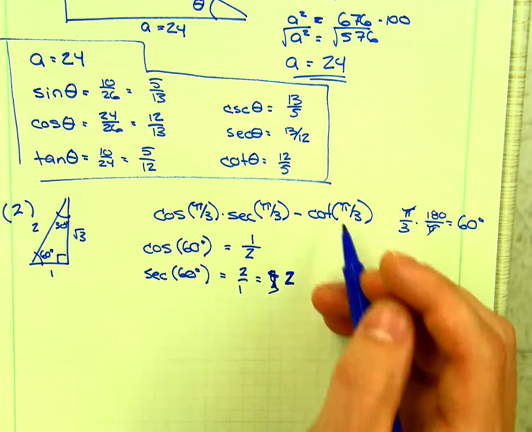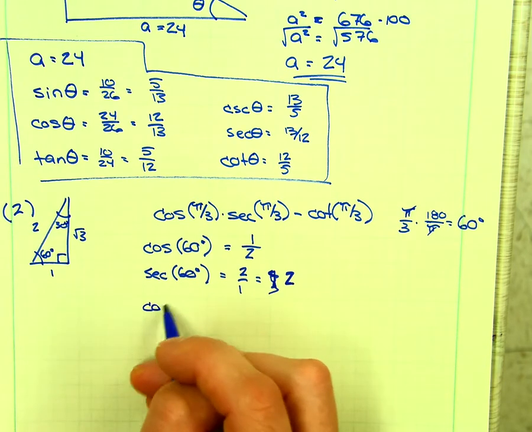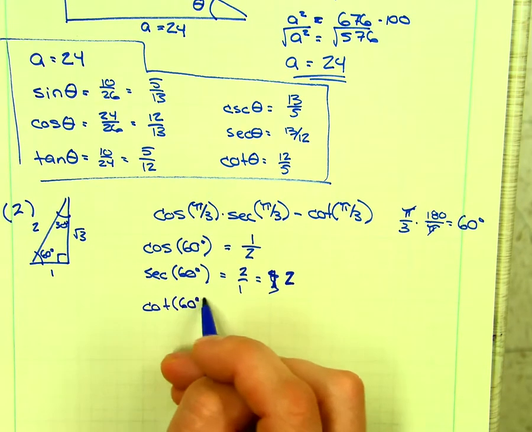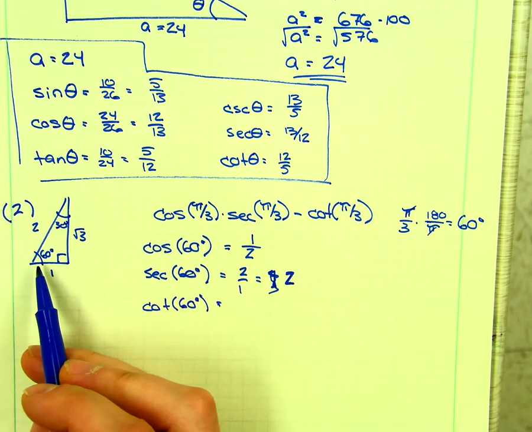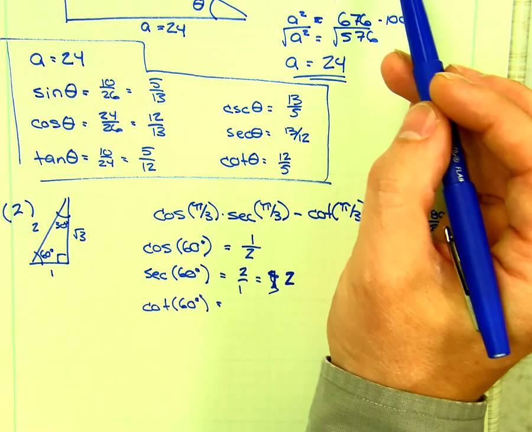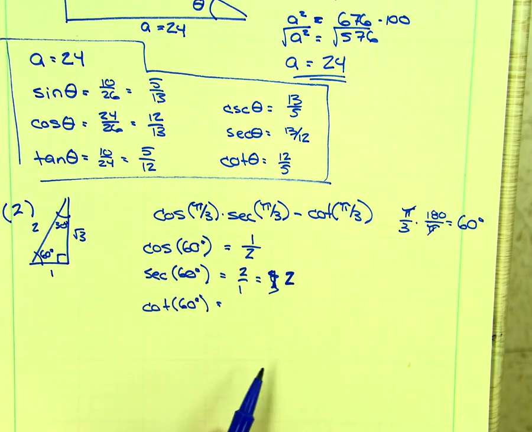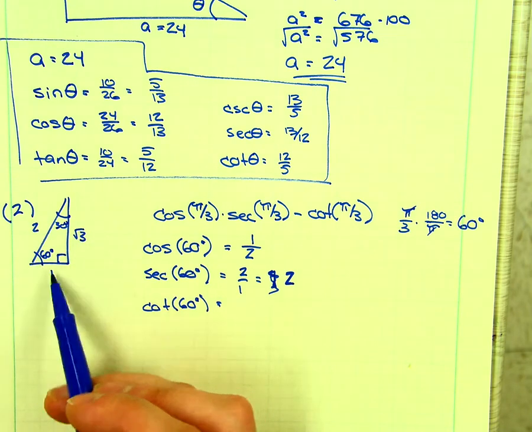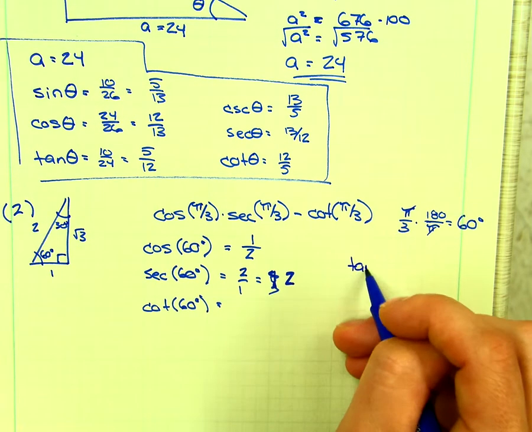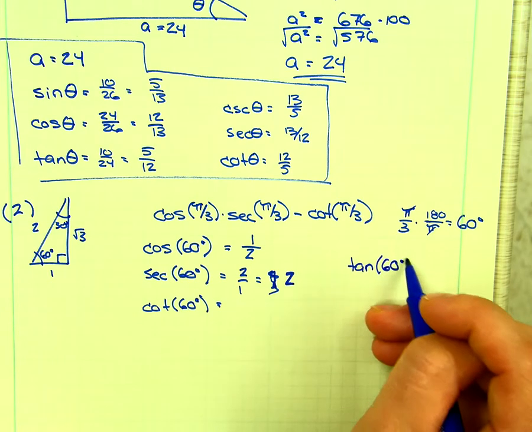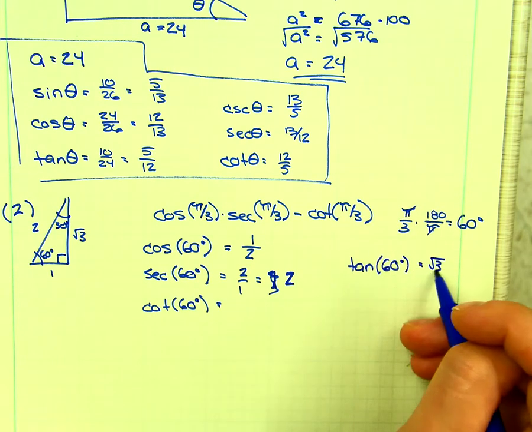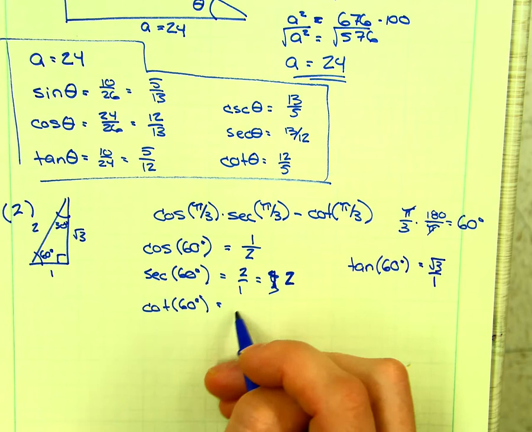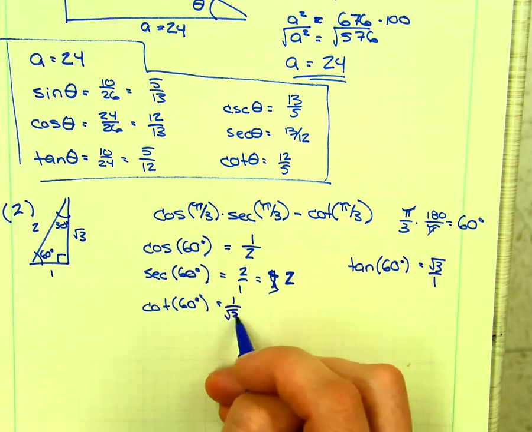Now the last one is the cotangent. Cotangent of 60 degrees. Remember, the tangent is the opposite over the adjacent, so I can figure out what the tangent is. So a tangent is going to be root 3 over 1. Just a sidebar here real quick: tangent of 60 is going to be root 3 over 1. So then the cotangent is going to be 1 over root 3, that reciprocal.